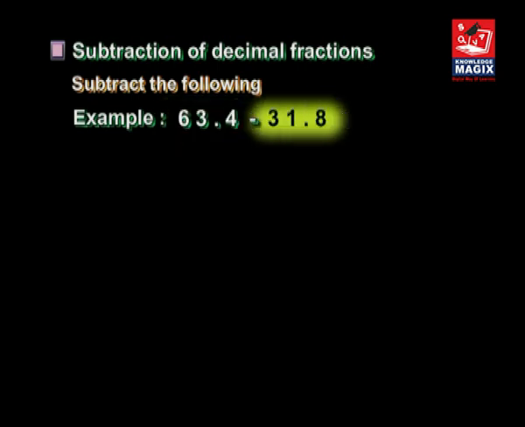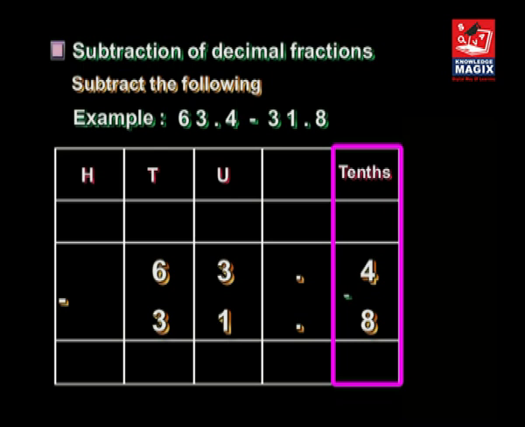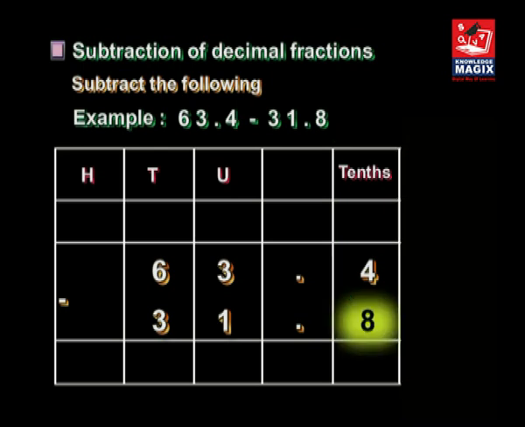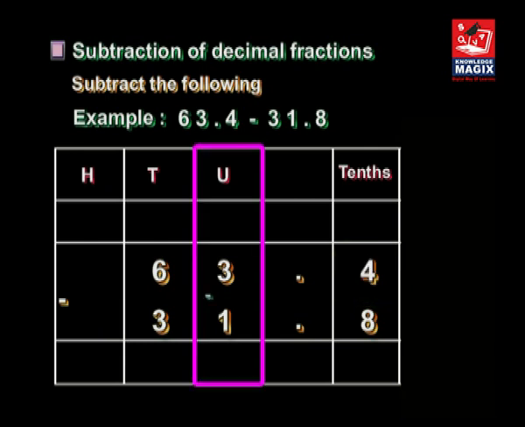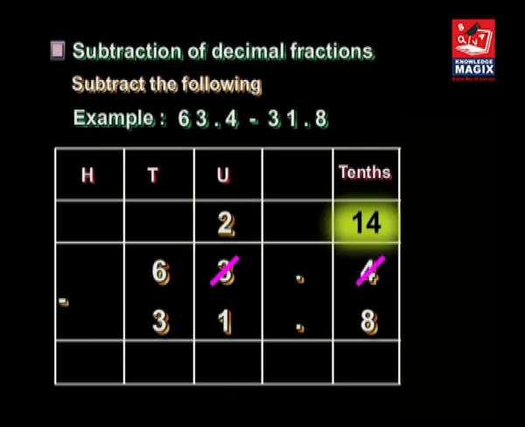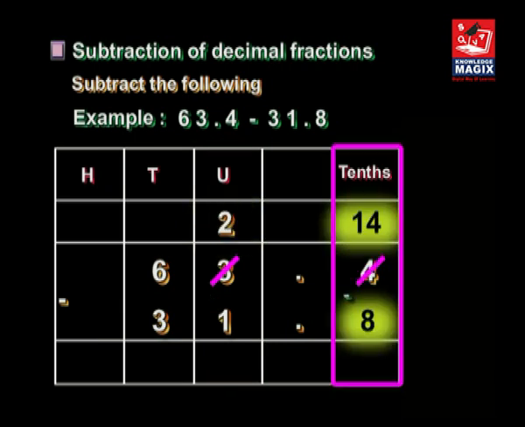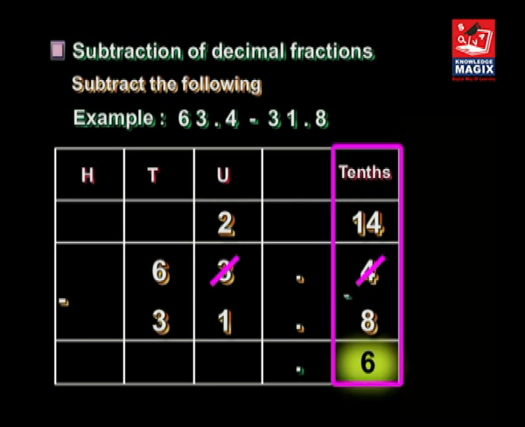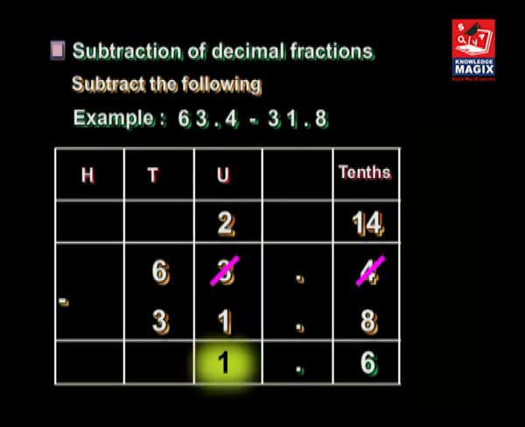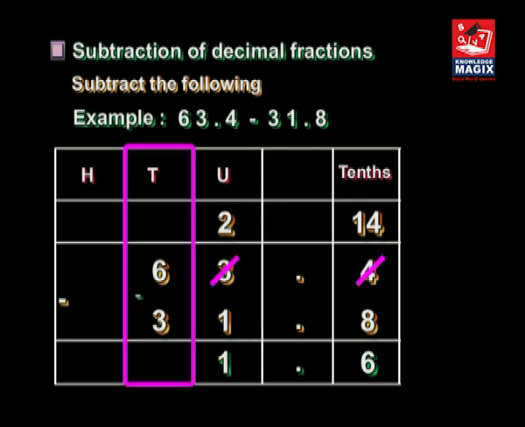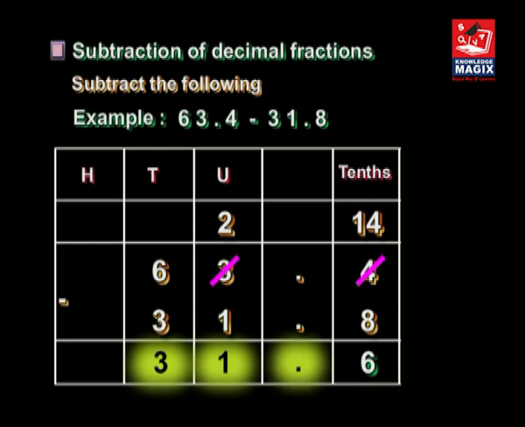Next, 63.4 minus 31.8. 8 tenths cannot be subtracted from 4 tenths, so 1 unit is borrowed from 3 units. So 14 minus 8 is equal to 6. In the units place 2 minus 1 is 1. In the tens place 6 minus 3 is 3. So the subtraction is 31.6.